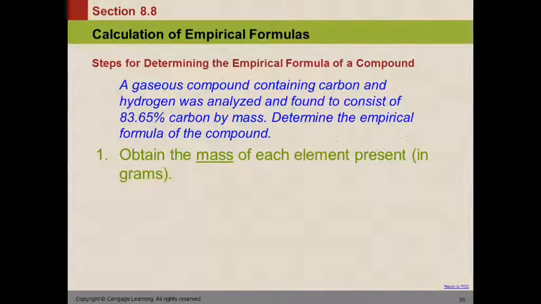How do we calculate an empirical formula? So we're going to look at this example. A gaseous compound containing carbon and hydrogen was analyzed and found to consist of 83.65% carbon by mass. Determine the empirical formula of the compound.